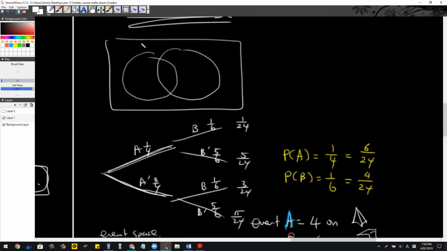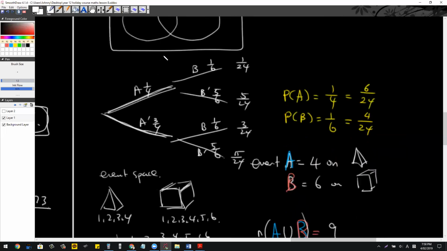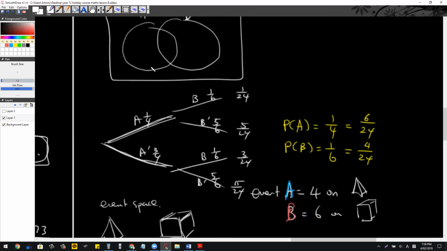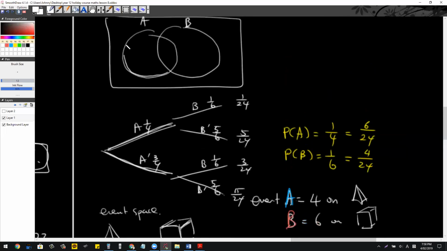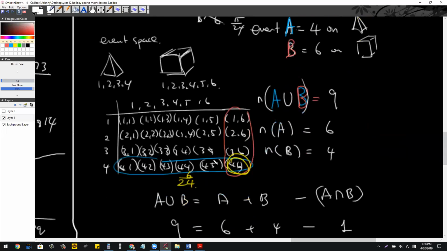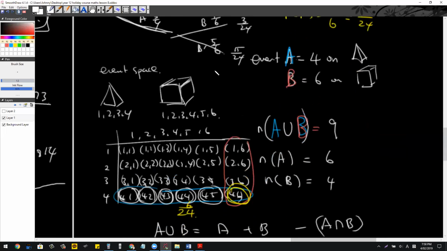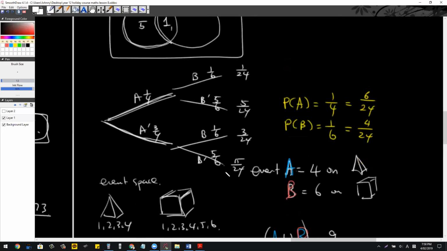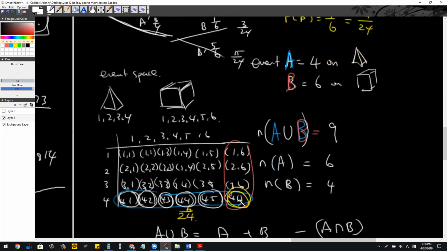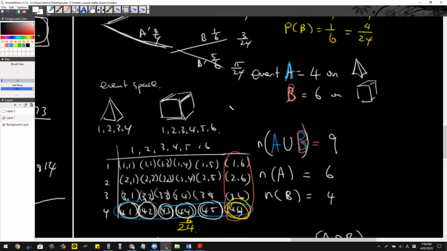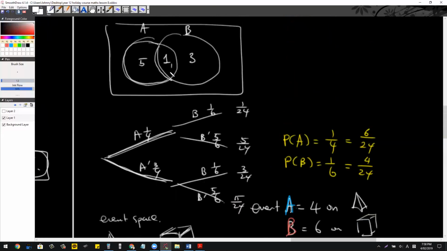So this is event A, this is event B, and we see that this section here is event A only, and that is A but not B. So there are 5 of those, and that is represented by these 5. 1, 2, 3, 4, 5. So these are event A, but not B. So it doesn't include that, right? The intersection there is 1. There's only one case, which is 4 and 6, right? So that's 1. And 1, 2, 3, that's B only. 3 here.